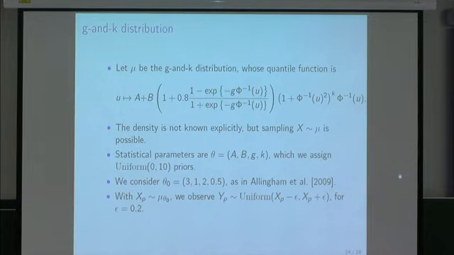It's not very interesting to look at this expression, but this is just to tell you that this is A, this is B, this is G, and this is K, some exponent. And I've used the same values that were used in Allingham et al., but also a series of other ABC papers all use these parameter settings. And of course, the idea is that we assume that this is a latent variable model where xp is distributed according to mu theta naught, and we observe some yp, which is basically a uniform random variable with mean xp and epsilon on either side.